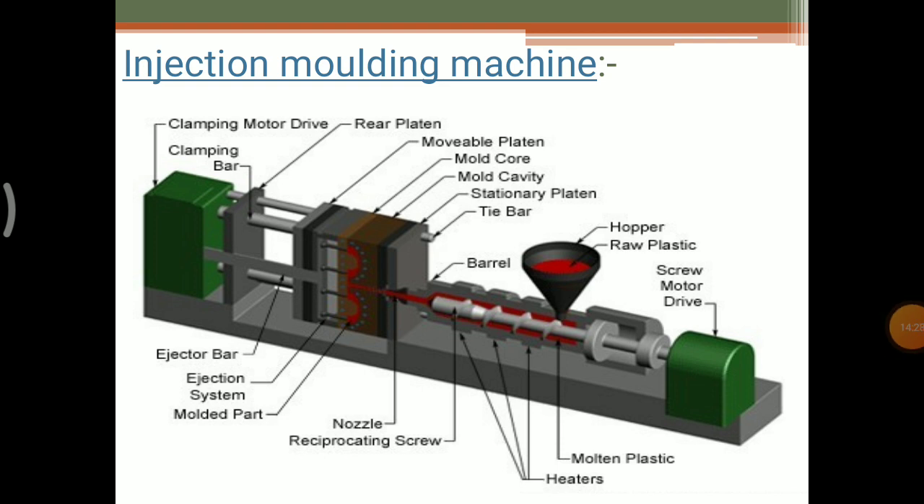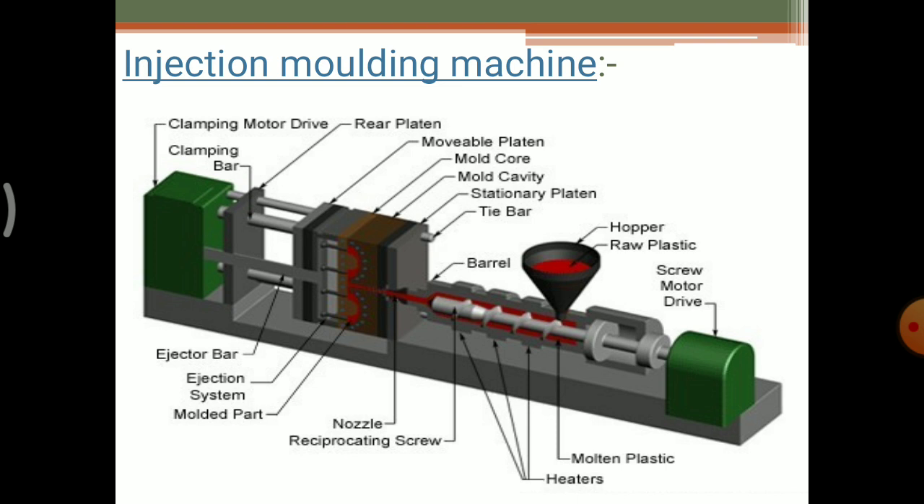So this is about the injection molding method, and you can see the injection molding machine in this picture also, and the process starts from the right side of the picture, that is from the hopper. So these are the different kinds of manufacturing methods used to manufacture the fiber reinforced composites. So these injection moldings come under the molding method.